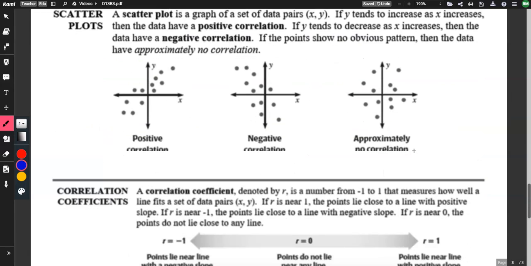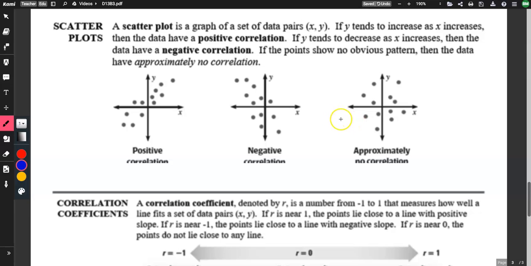So lastly here, we'll look at scatter plots again. We've talked about this before, this first part. Positive correlation, negative correlation. And sometimes there's no correlation. That would be nonlinear. So here's our examples, positive, negative, and this one is no correlation. Okay, positive correlation, negative correlation, or none. Pretty much relates directly to whether it's linear or not.